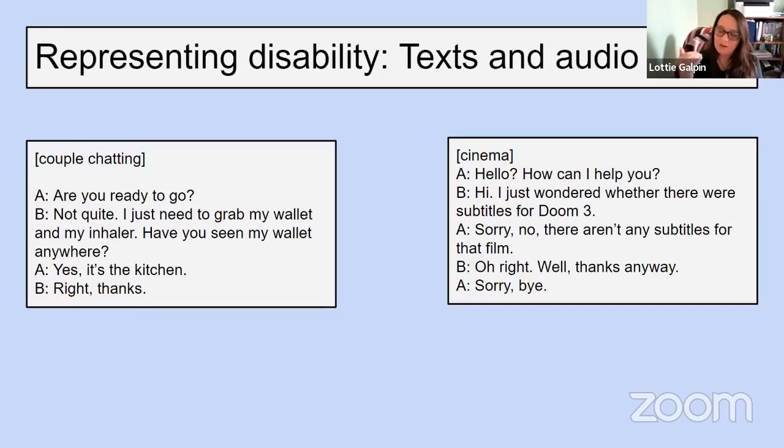So again, it's representing something that a person with hearing loss might experience in their day-to-day life. So it's just bringing representations of disability into all of our texts, whether it be text, audio, or even video. This could be used for.